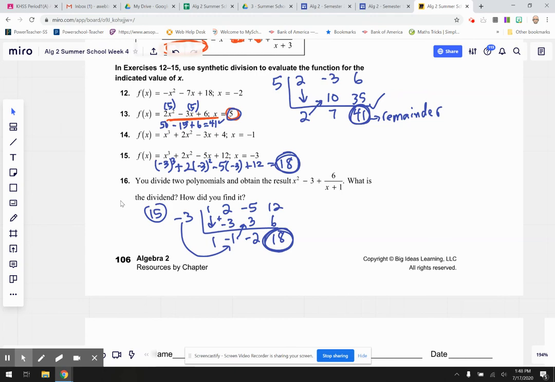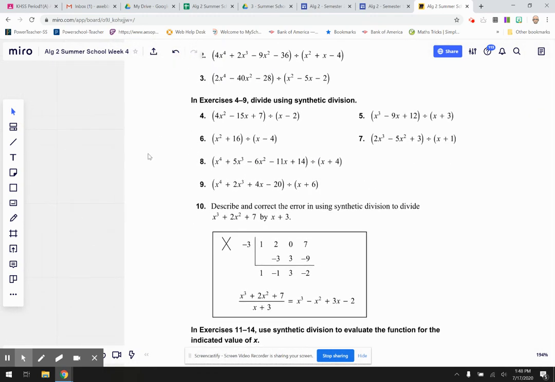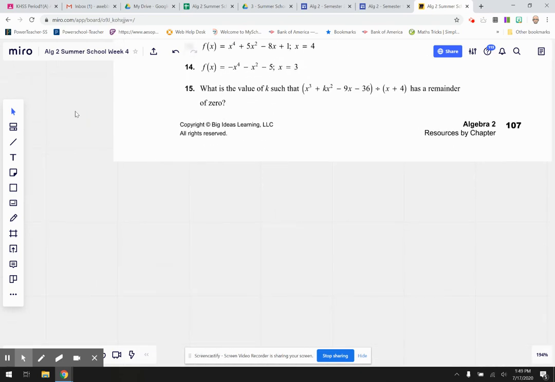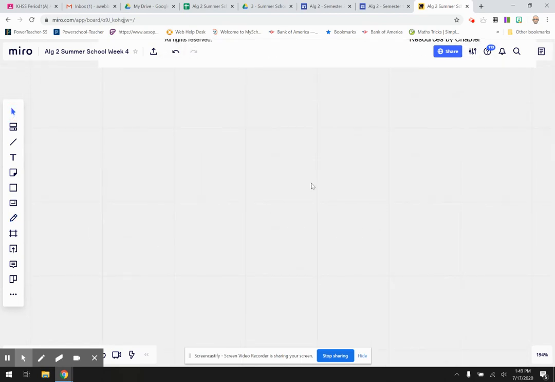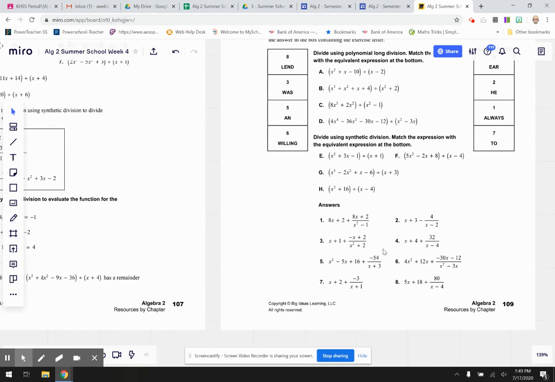So your job is to work on practice B, all of those, and the puzzle here at the bottom. You don't have to do 15 here, so that one you can skip. The rest of them should be pretty easy. Just follow the video, the examples that we did, and then your puzzle has just ones that you can divide. Your answers are all down here, so you'll be able to check all your answers on those.